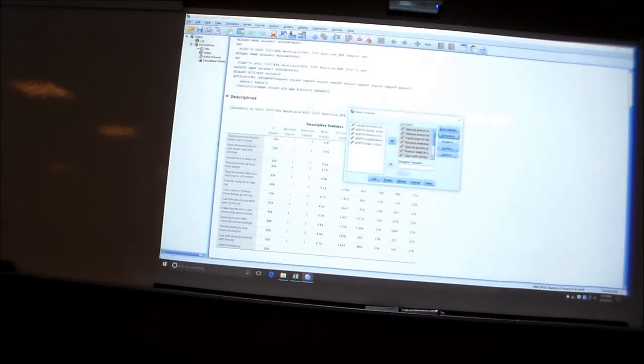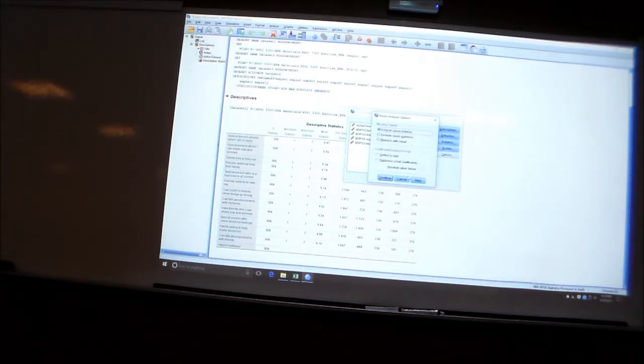We'll hit continue. Rotation. Do we need to worry about rotation in this initial run? No. We're just trying to find the number of components that we might want to pull out of this. So we'll leave that. Scores, this is where we can start to save actual factor scores based on different procedures. I'm not going to recommend that you do that for a number of reasons we'll talk about if we have time. And then options, none of this stuff is necessarily relevant.